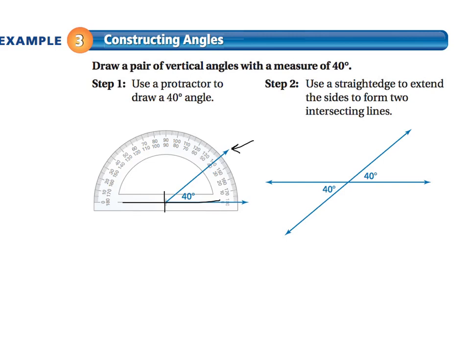Now you should know, I'm hoping you know, that 40 degrees is an acute angle. So therefore we use this 40, not the 40 over here, because this 40 would make it an obtuse angle, which we do not want. And it'd actually be 140 degrees. So we draw this angle, which is this angle right here, and then we just use a straight edge to extend these past the vertex to form intersecting lines.